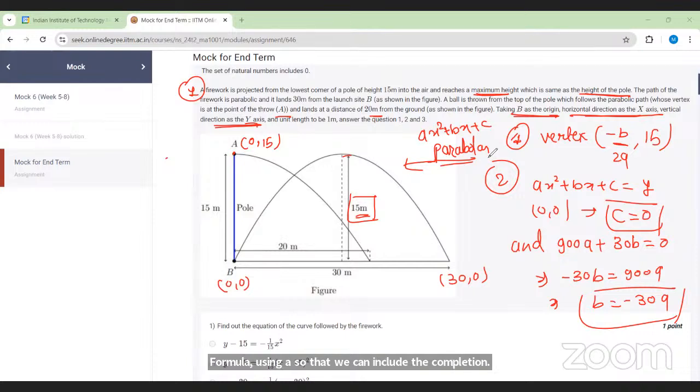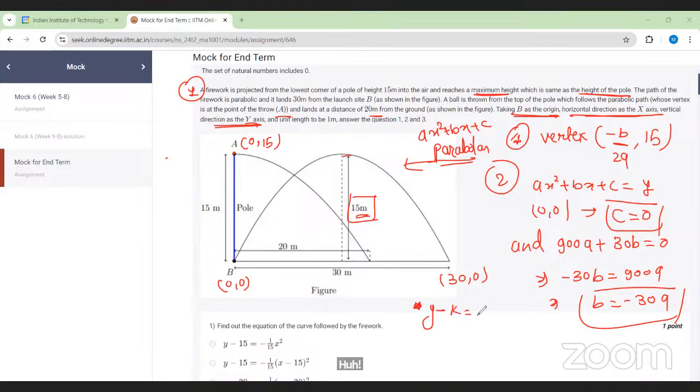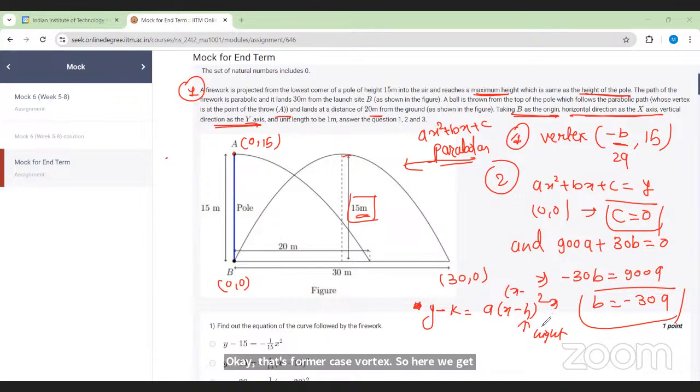The parabola formula using the vertex means the formula y minus k is equal to a into x minus h the whole square. Here h comma k is the vertex. So here we will get x minus h, but we want the x coordinate of the vertex, so we can find the x coordinate of the vertex. We have 15 as the relation between them.